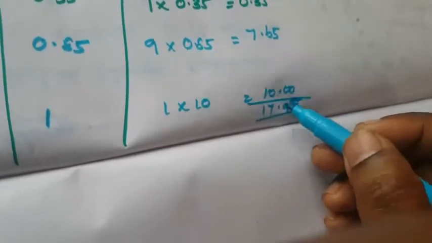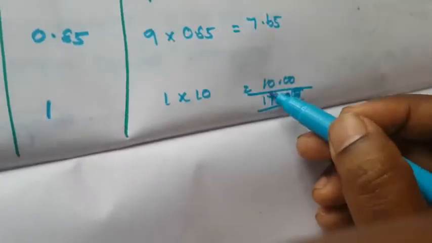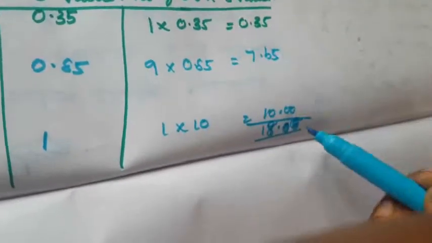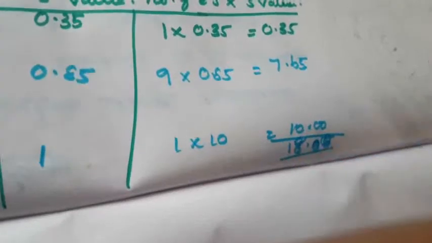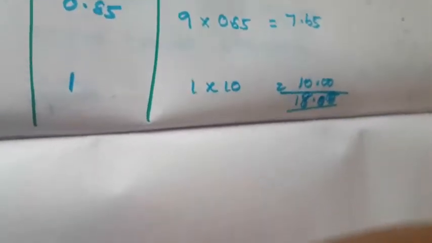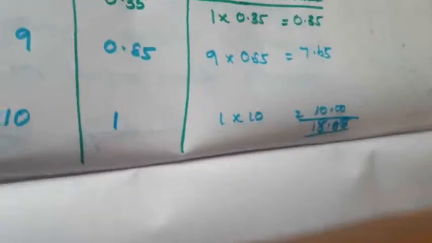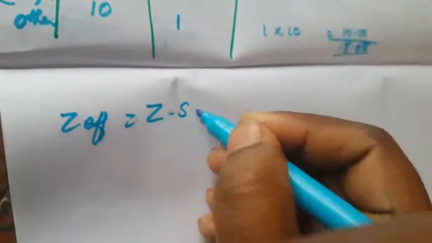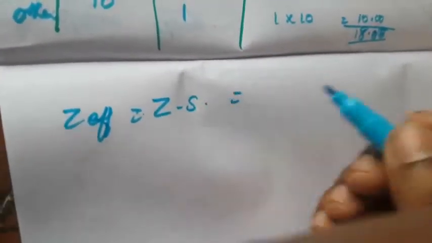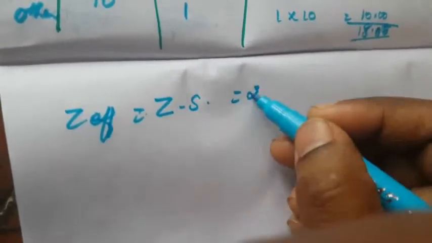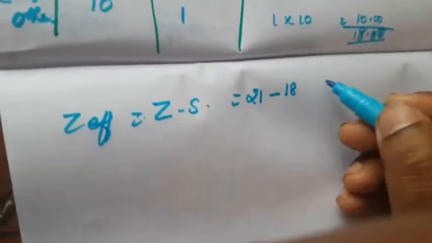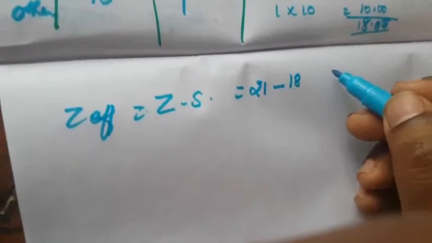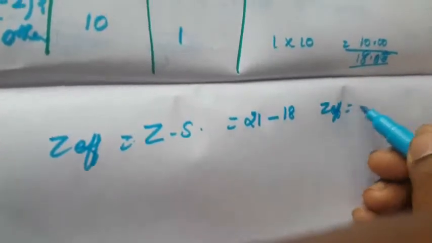So that is 10, 0, that is 18, right? So here 5, 5, 10, that is remaining 1 for 10, so that is 18.0. Okay, this is the value. So next one is, what is the effective nuclear charge? Effective nuclear charge is equal to, what is the formula? Z minus S. Yes. What is the atomic number of this scandium? It is 21. 21 minus 18 is equal to effective nuclear charge equal to 3.